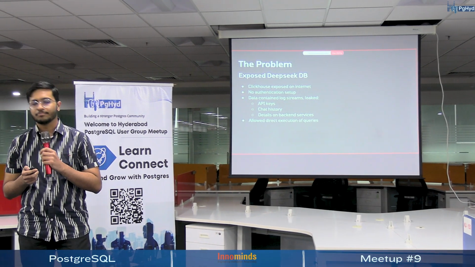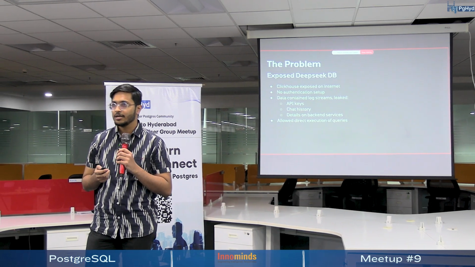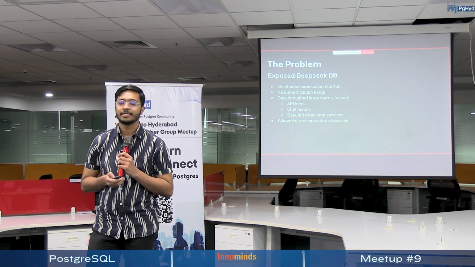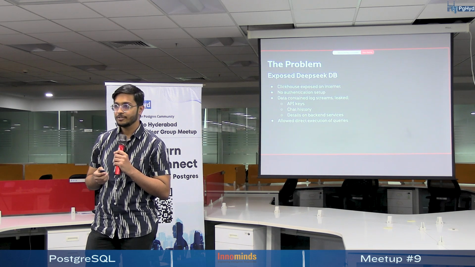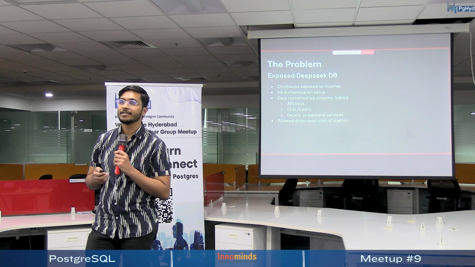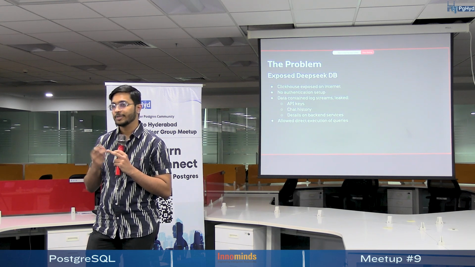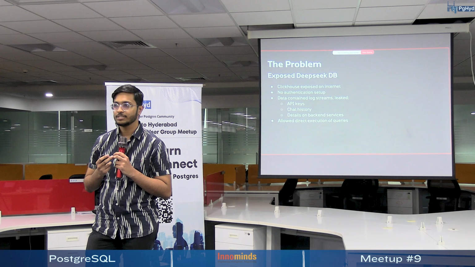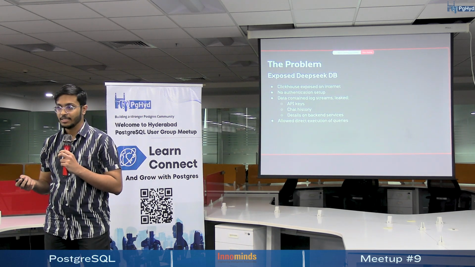So first, recently you would have heard of DeepSeek. What happened is that DeepSeek had a database, it was ClickHouse, and it turned out that the ClickHouse database was already available on the internet. It was exposed on the internet and it had around 1 million logs that showed what kind of queries were being made, who the users were, and a lot of sensitive data. There were the API keys as well.